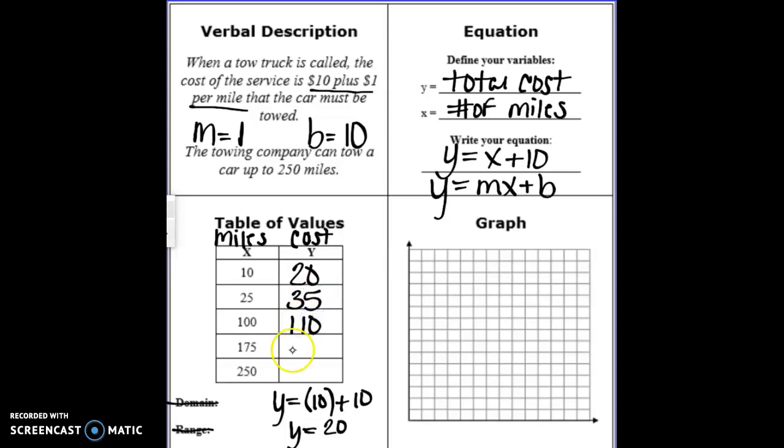110, 185, and 260. Okay. Now I'm going to plot points on my graph, but first I'm going to identify what my axes are. So here I have miles for my x-axis. And then I have my cost for my y-axis.